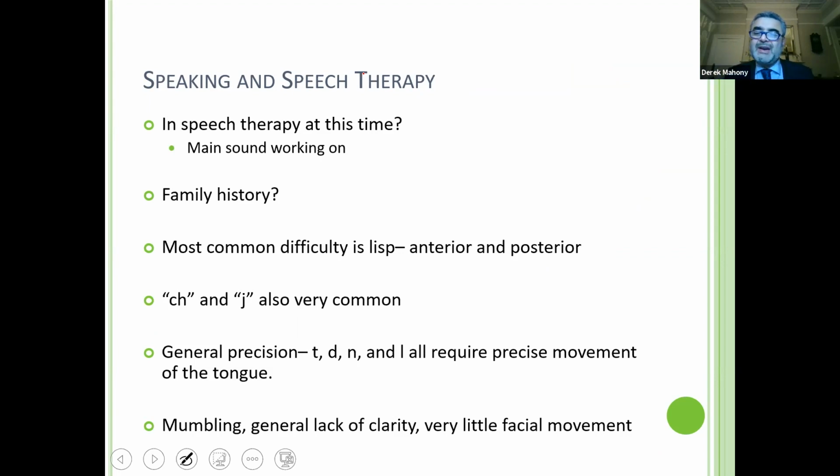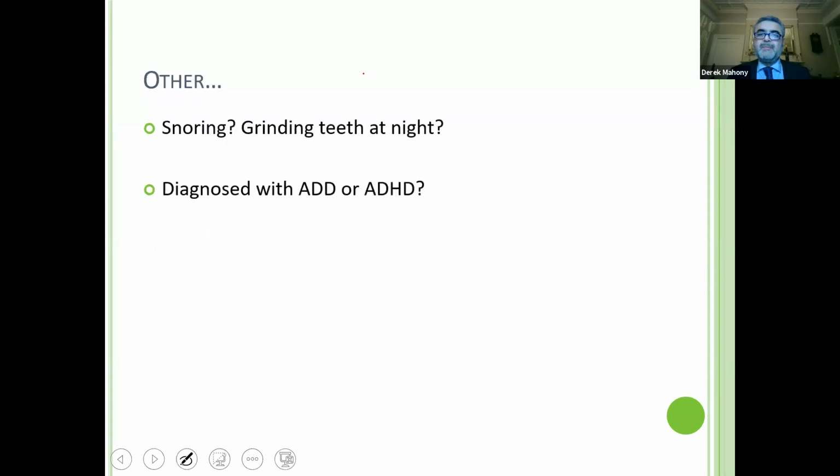Also, ch and j are very common. And general precision, you know, the T, D, N, and L all require precise movement of the tongue. So we're getting a lot of these kids that mumble, they have general lack of clarity, very little facial movement as they articulate.